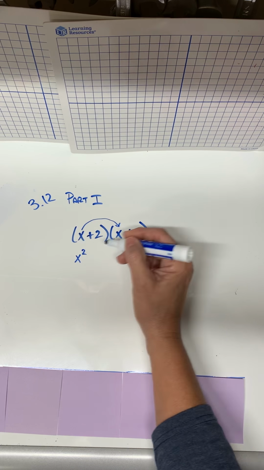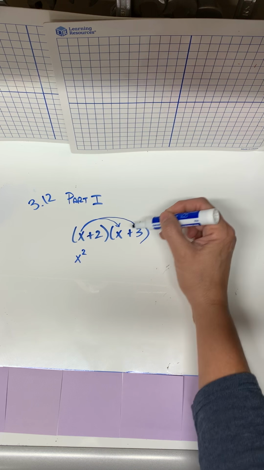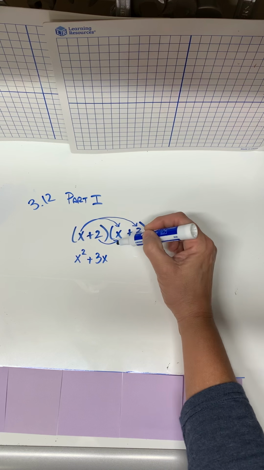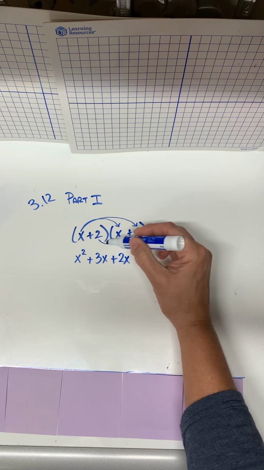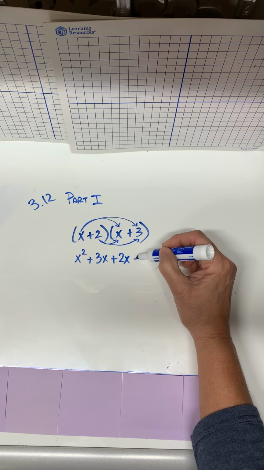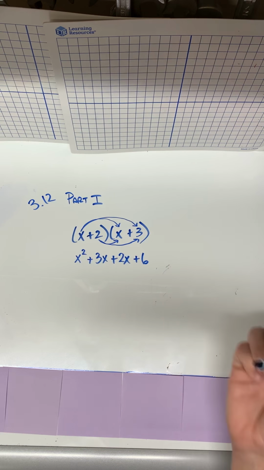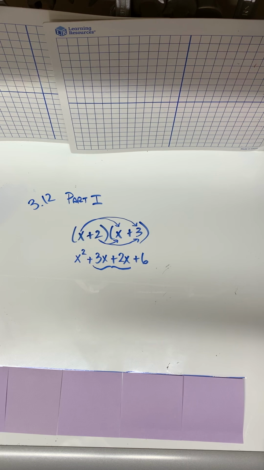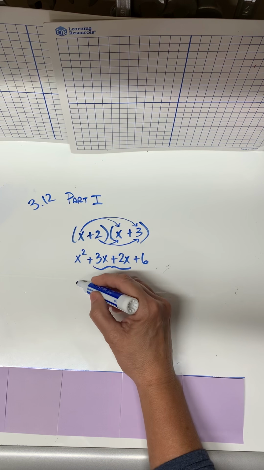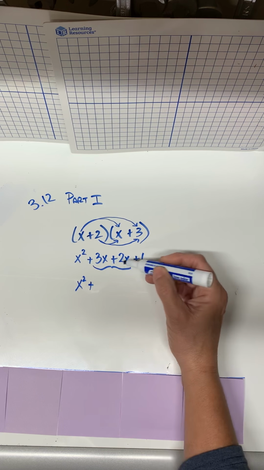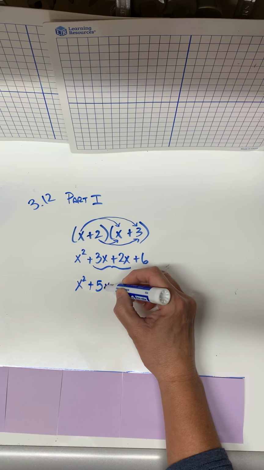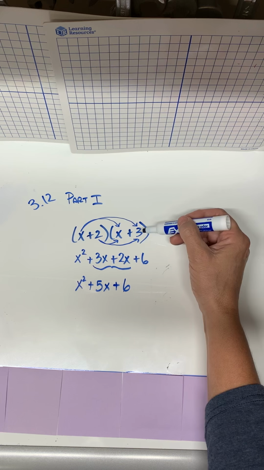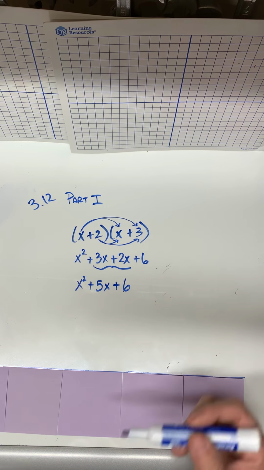So the x times x would be our first 2 terms. I would get x squared. Then the x times 3 would be a positive 3x. And then the 2 times x would be a positive 2x. And then the 2 times 3 would be a plus 6. Now, once we have all of that multiplied, we can look at it and realize that those two are like terms. So we can simplify this a little. 3x plus 2x equals 5x. And so this would be our final answer if we were asked to multiply these two binomials.